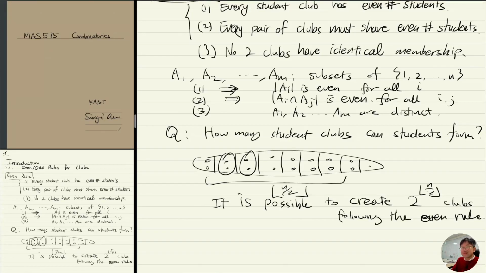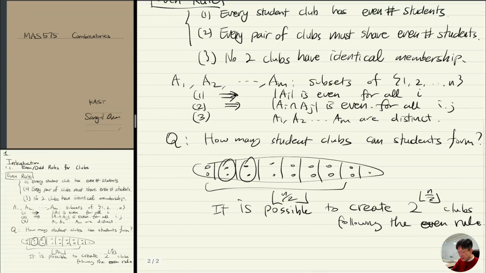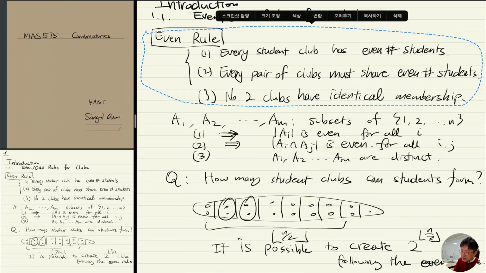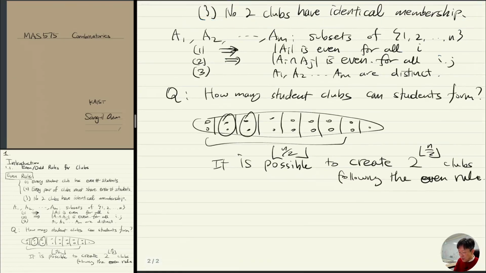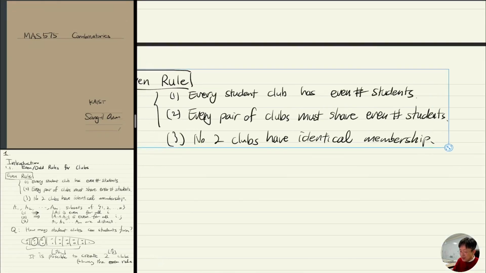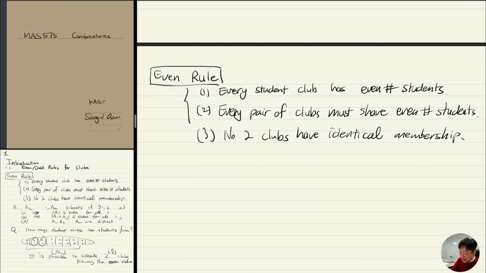Still, the president may think that you can make too many student clubs. So one day he came back and said, okay, you can make too many student clubs, let's make a different rule. Instead of the even rule, we're going to modify the rule, and the new rule is called the odd rule.